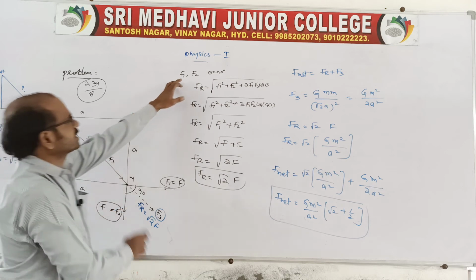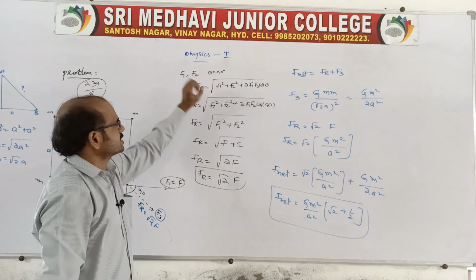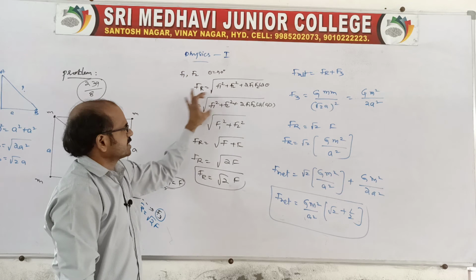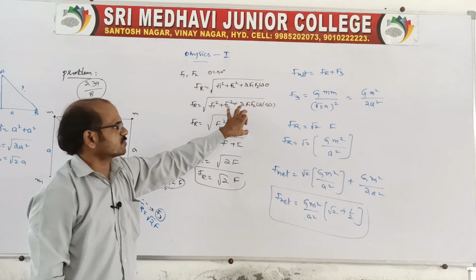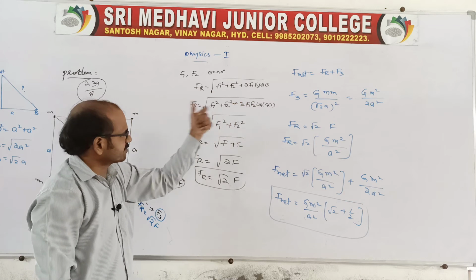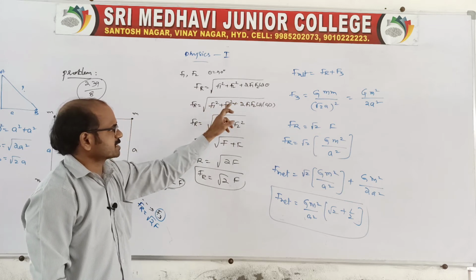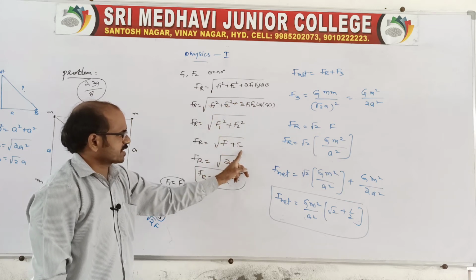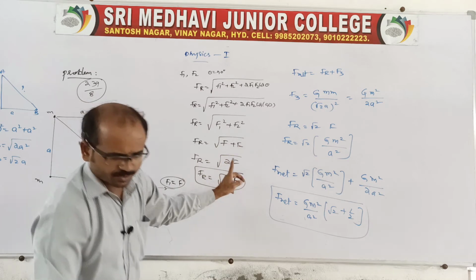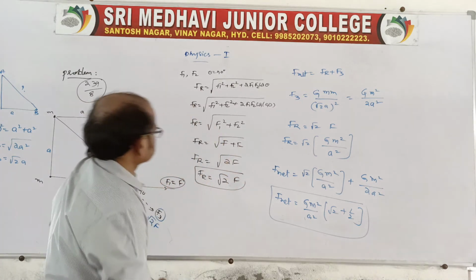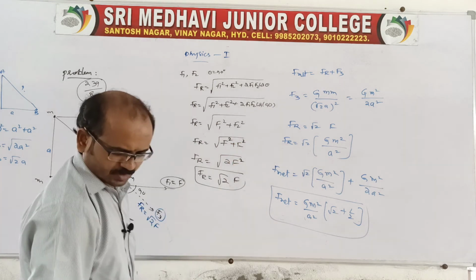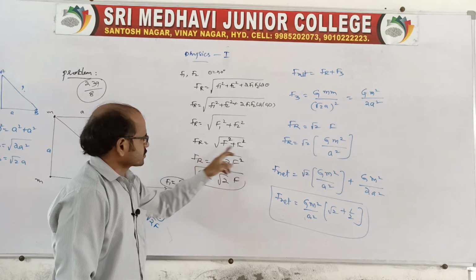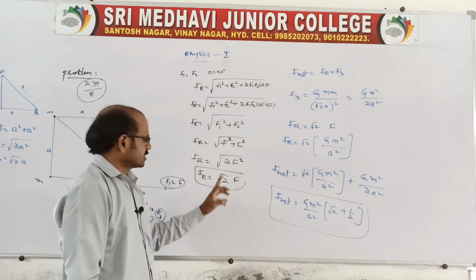This Fr we can take like this, the angle theta is 90, root over F1 square plus F2 square plus 2 F1 F2 cos 90. Of course, cos 90 is 0. What is left is F1 square plus F2 square, so F square only. So here F square plus F square is nothing but 2F square. Therefore, root 2 F.